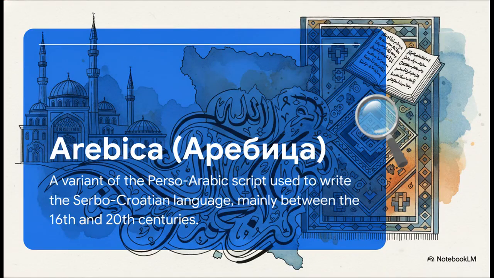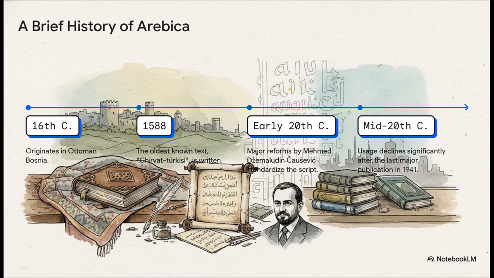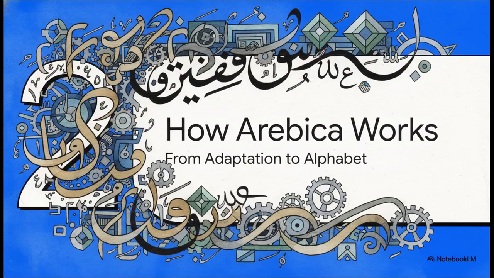So yeah, it's called Arebica, and it was mostly used by Bosnian Muslims. It was their way of writing their own Slavic language, but using the script of the Ottoman Empire, the Perso-Arabic script, which was a huge influence in that part of the world for hundreds of years. And this thing has a long history. We're talking way back to the 16th century. It was used for everything: literature, government paperwork, you name it. Actually, the oldest text we found is from 1588. It got a major update in the early 1900s, but then, after World War II, it just kind of faded away.